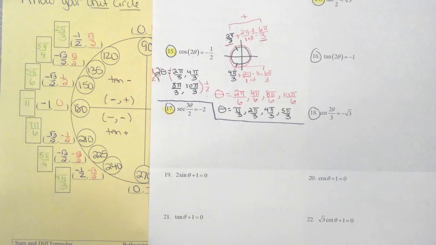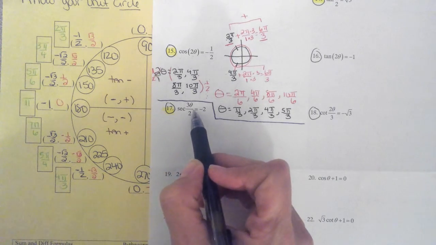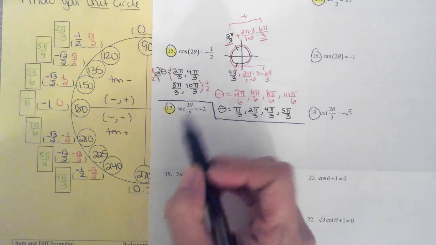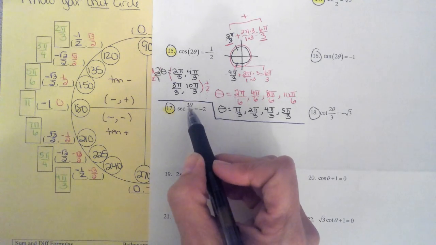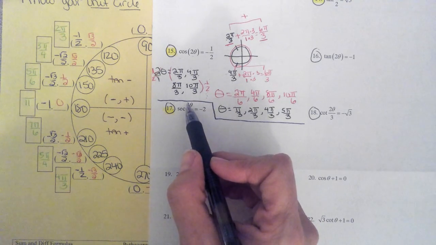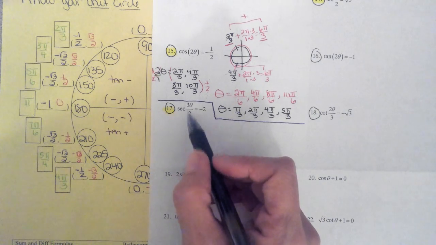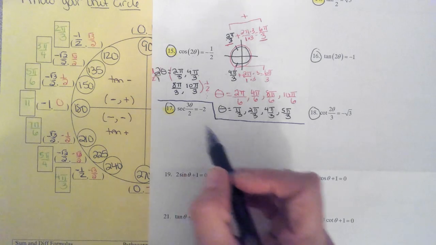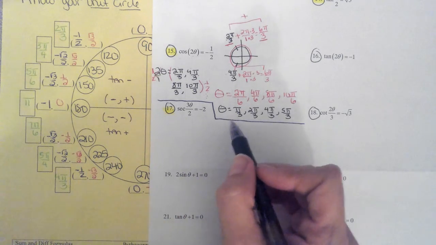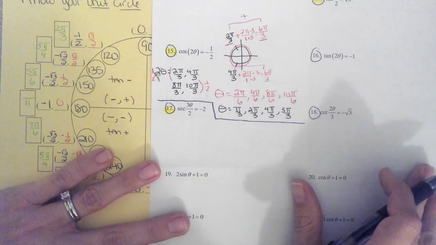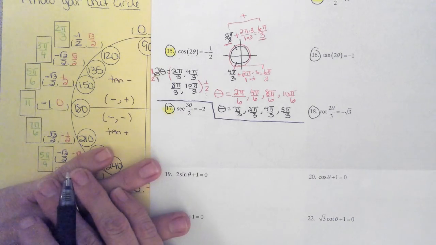So on number 17, again, we do everything like we normally do. There's nothing to add or subtract. There's nothing to divide by. So then I'm just going to focus on the fact that I'm going to go around the circle 3 over 2 times. Well, 3 over 2 really means 1 1/2. So I'm going around the circle 1 whole rotation and 1/2. And I want to know where secant equals -2.